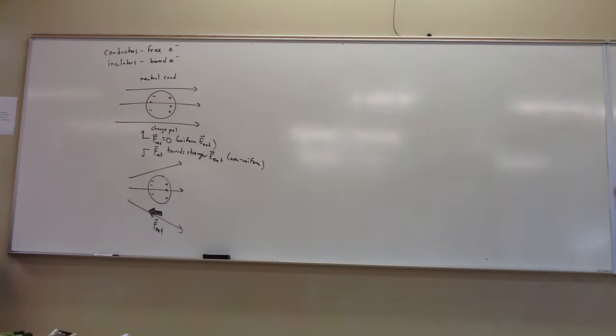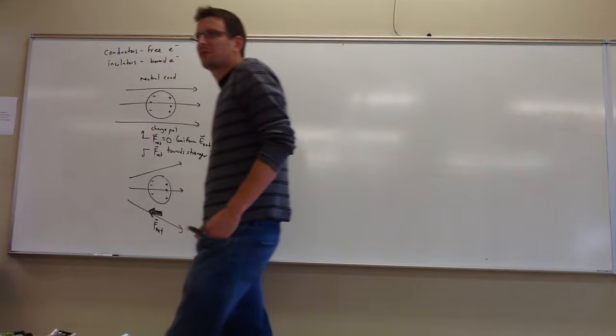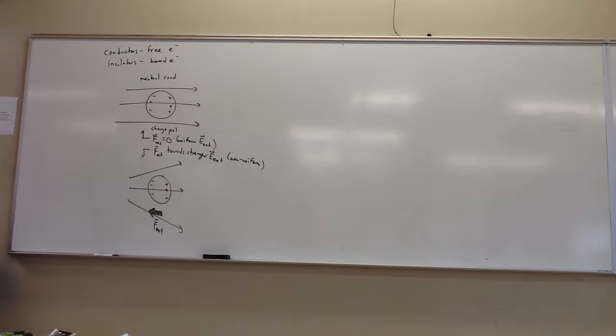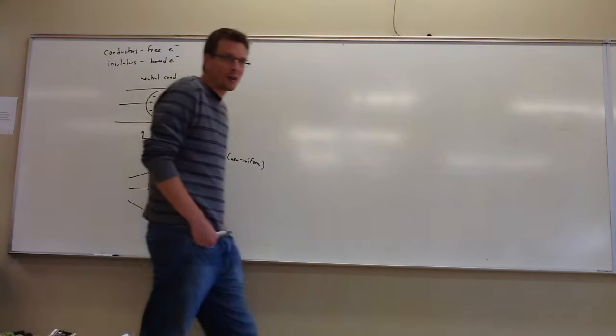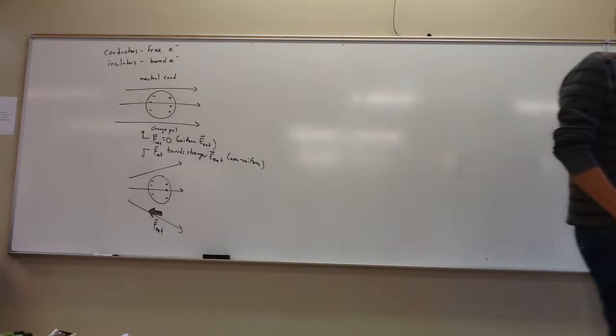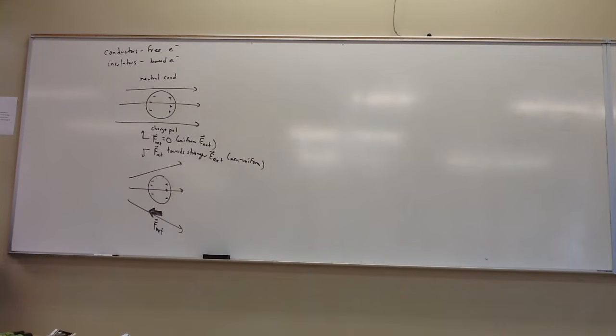Okay, so let me remind you what we were up to last time. We've artificially classified materials into two different categories, although we'll loosen this and turn it into a continuum later. So right now we have conductors, which have free electrons, and insulators, which have bound electrons, and we're looking at the consequences of what that means for their behavior.